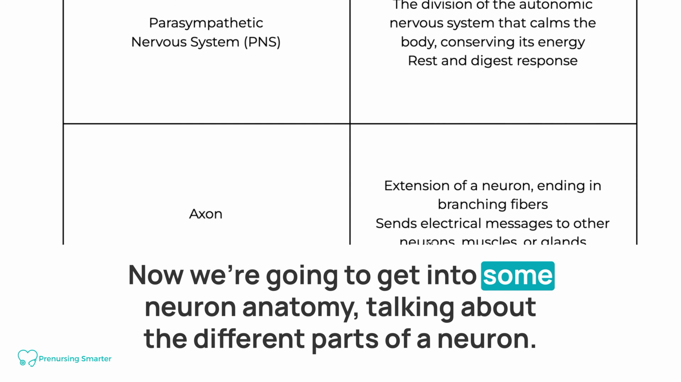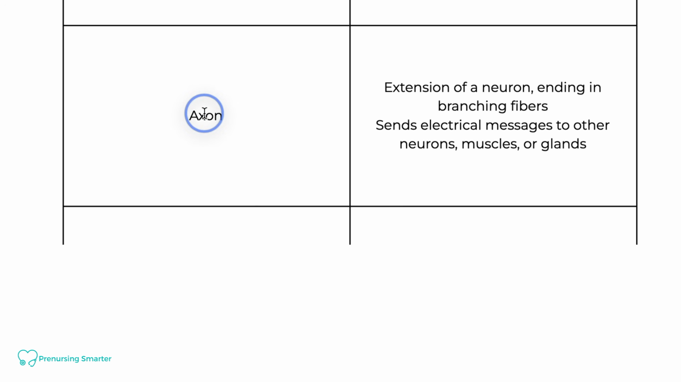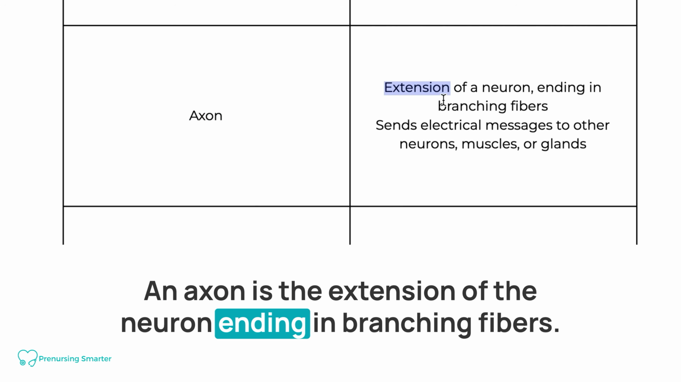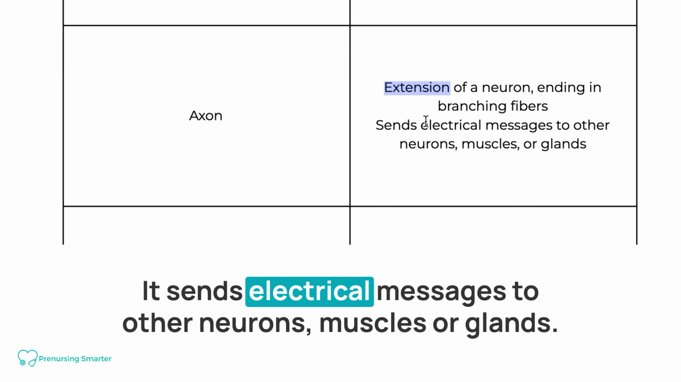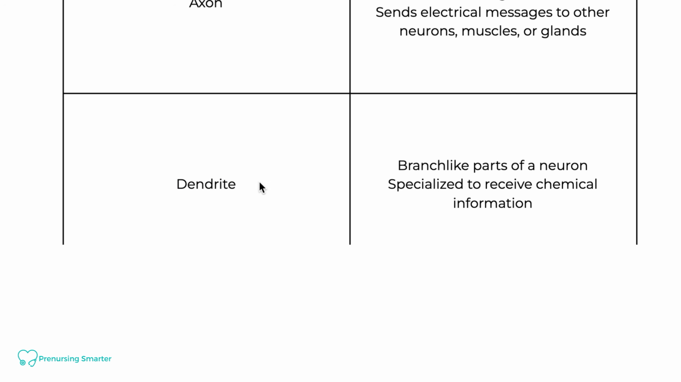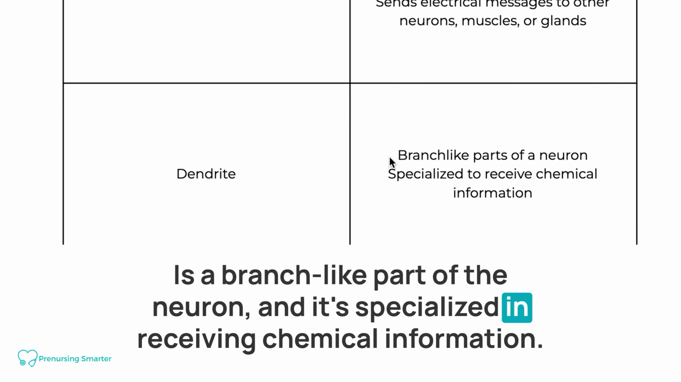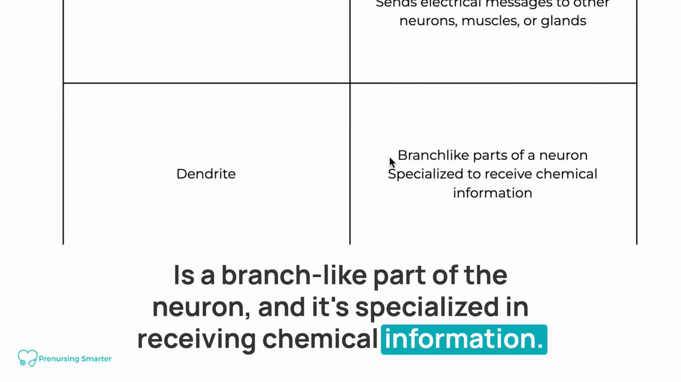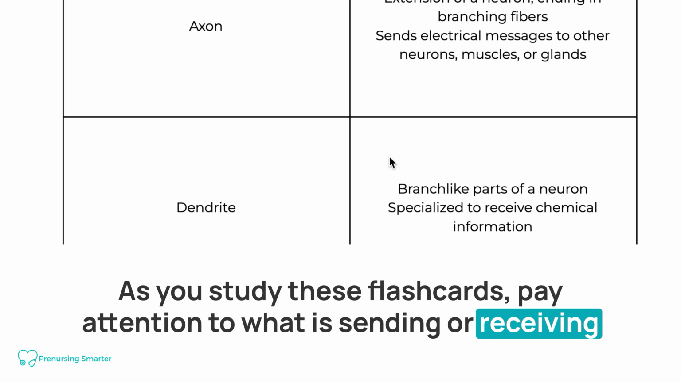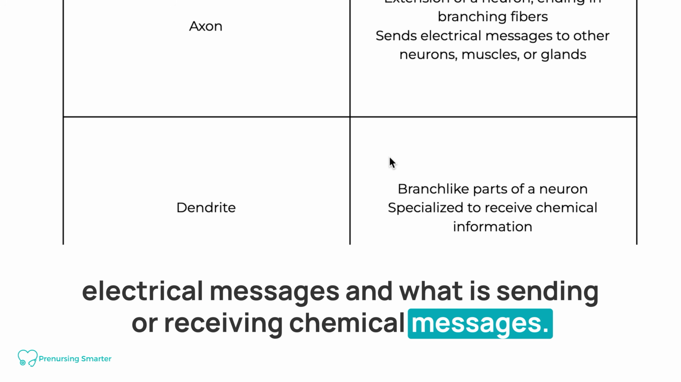Now we're going to get into some neuron anatomy, talking about the different parts of a neuron. Axon. An axon is the extension of the neuron ending in branching fibers. It sends electrical messages to other neurons, muscles, or glands. The dendrite is a branch-like part of the neuron, and it's specialized in receiving chemical information. As you study these flashcards, pay attention to what is sending or receiving electrical messages and what is sending or receiving chemical messages.